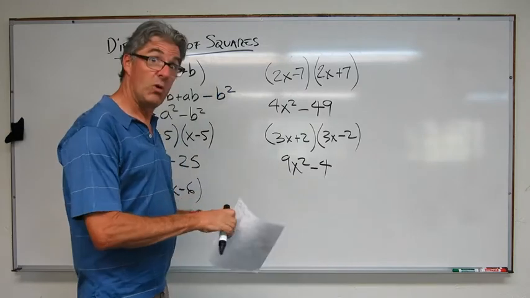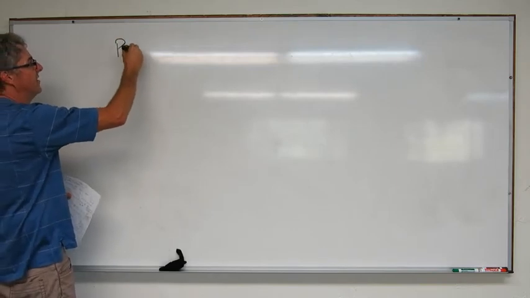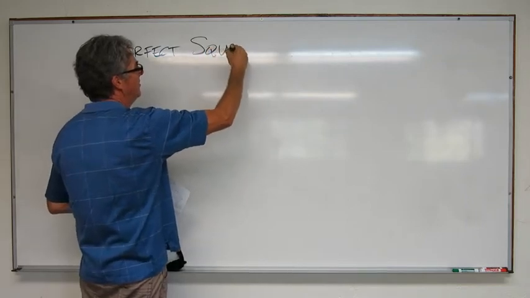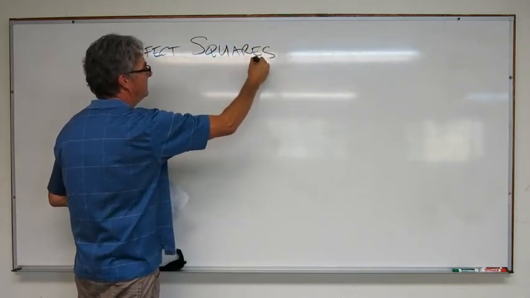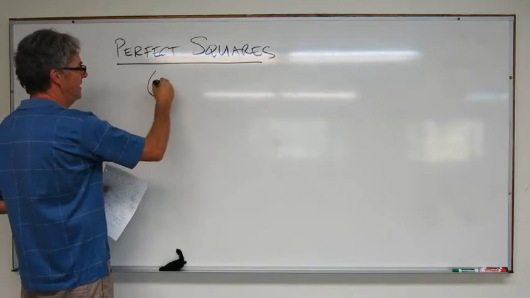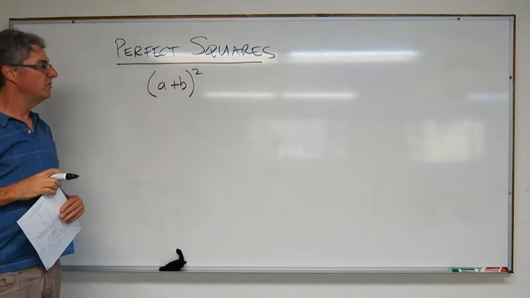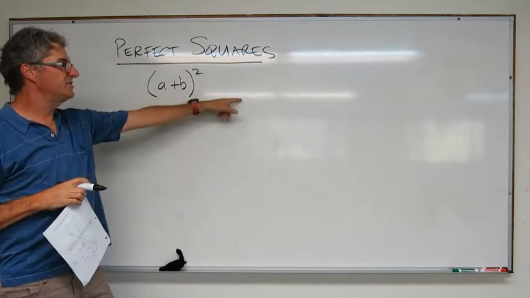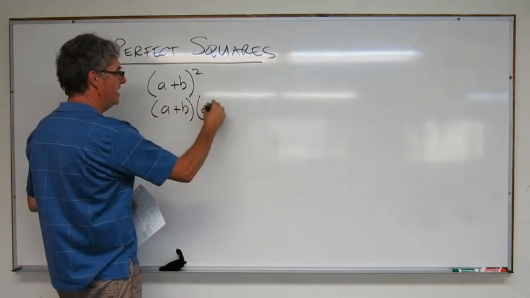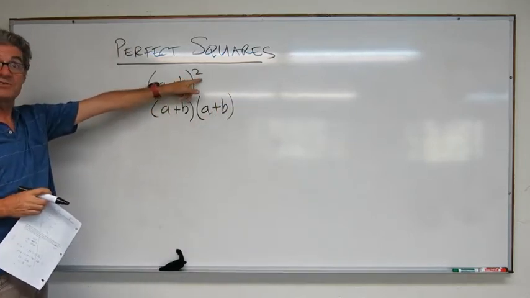Okay? One last pattern. Okay, this one is called perfect squares. With letters, this one looks like this. A plus b squared. Okay? So now instead of a plus b times a minus b, it's just a plus b times a plus b. Okay? That's what this means. It's just this times itself. That's what the squared means.